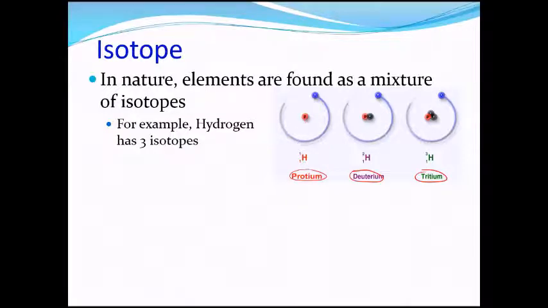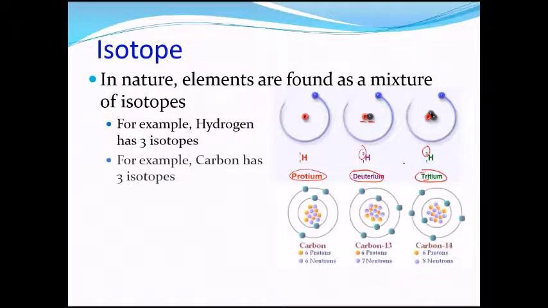If you look at protium, there's just the 1 proton, hence the name protium. And deuterium has a neutron and a proton in its nucleus, and that's why the mass number up here is a 2. And then last but not least, tritium, 3 particles in the center. That's where that tri comes from too. So 3 isotopes of hydrogen actually exist in nature.